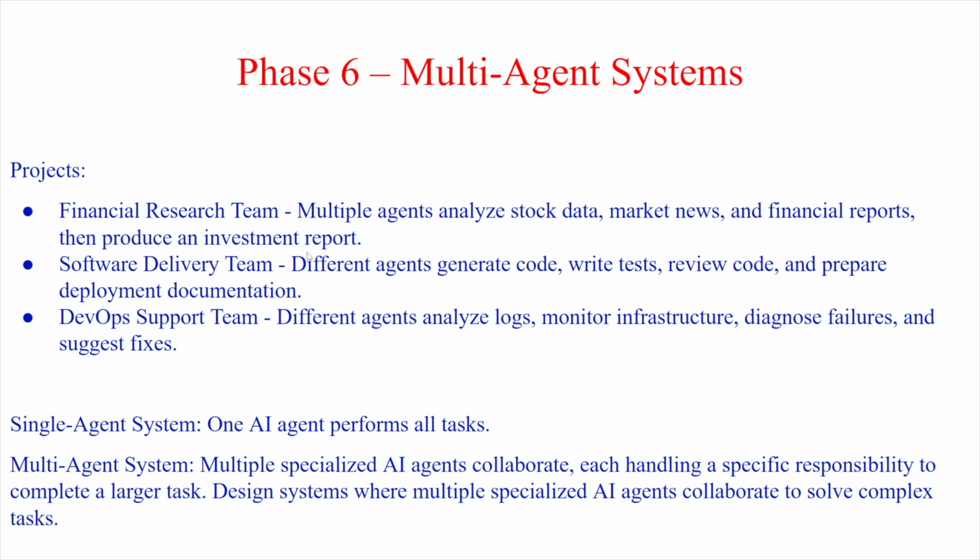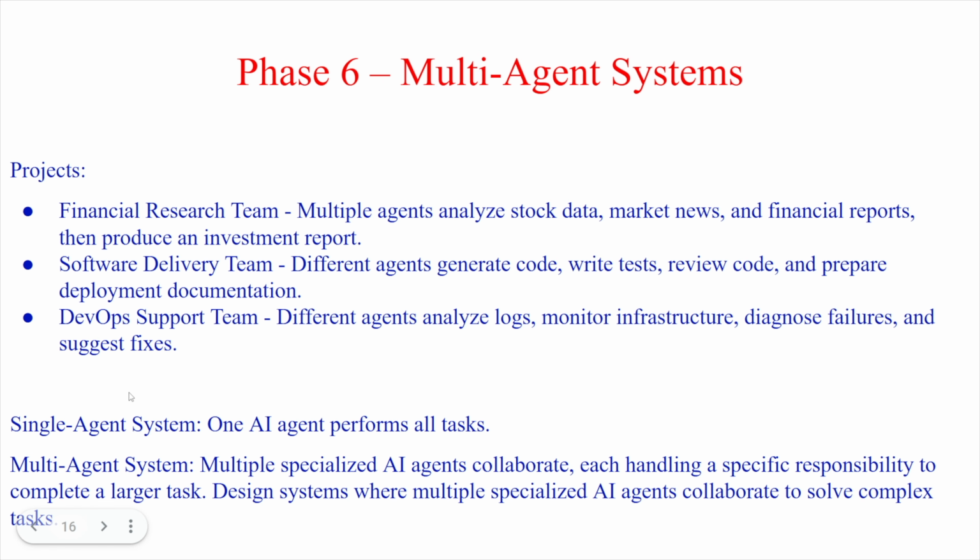So for example, a finance research team will have multiple agents, one who analyzes the stock, a second who handles the market news, and a third who creates the financial reports and then produces an investment report. Or a software delivery team which has different agents, one for generating the front end code, one for generating the back end code, one for writing the tests, one for reviewing each other's code and then preparing a deployment document. The support DevOps team has agents for logs, infrastructure, diagnosing failures and suggesting fixes.